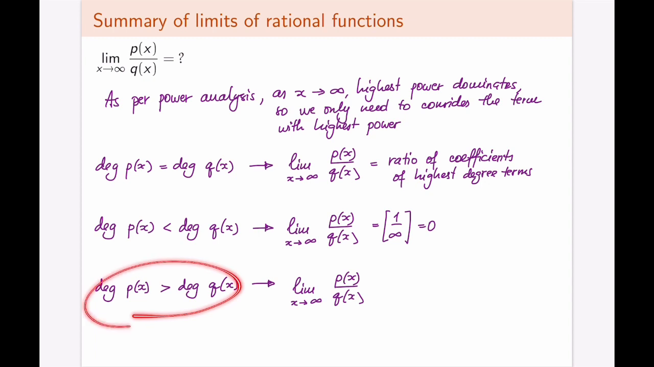In this case, if the degree of the top is bigger than the degree of the bottom, it means that on the top I will keep some x's and the bottom is going to turn into simply a constant, which will result in infinity as the overall answer.